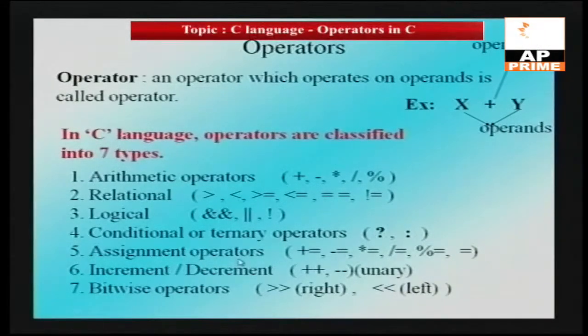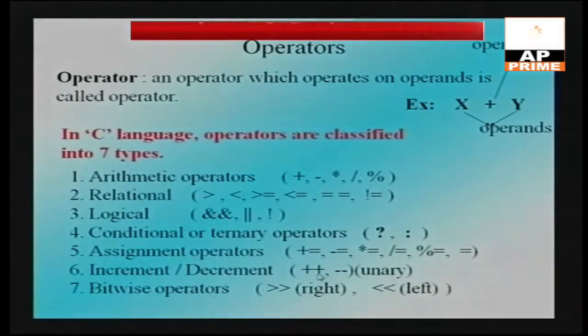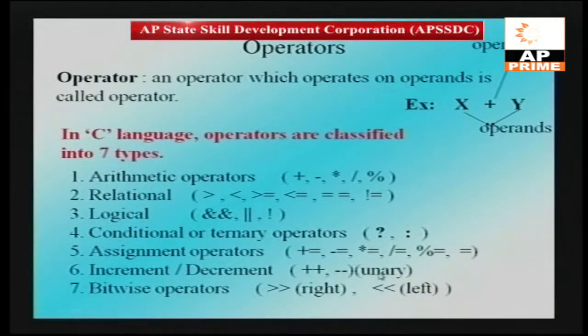Assignment operator: equal to is called the assignment operator. Multiple assignment operators are also there: plus equal, minus equal, into equal, divided by equal, mod equal. The actual assignment is equal to. What is one more operator category you have? Increment, decrement, called unary: plus plus, minus minus. And you have some bitwise operators also. Two greater than symbols are called right shift, two less than symbols are called left shift.